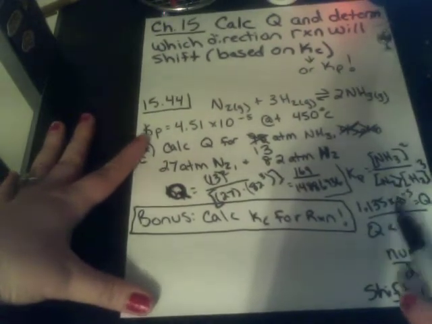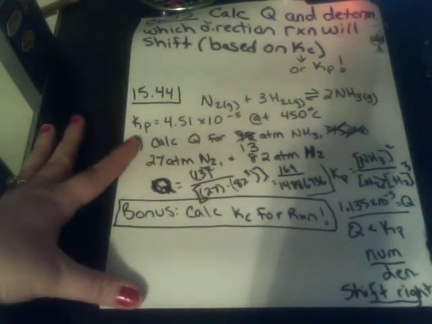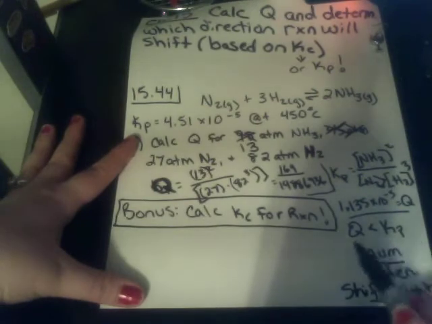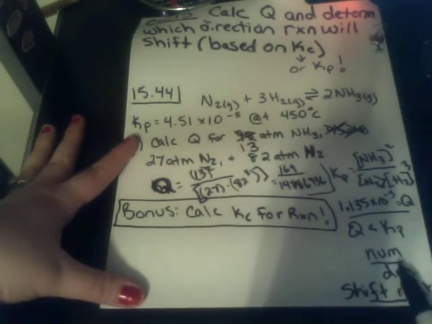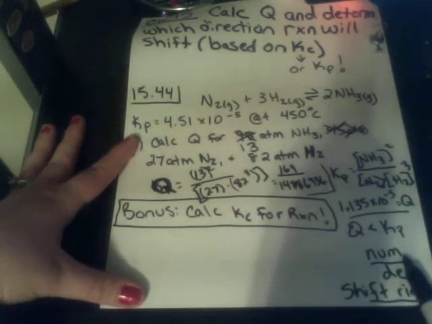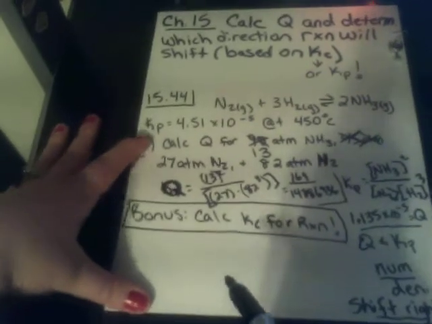If you notice, I did not at any point memorize "if Q is less than K, then it will shift right." I like to look at it and understand what those numbers actually represent. I think that just makes things a little bit easier.